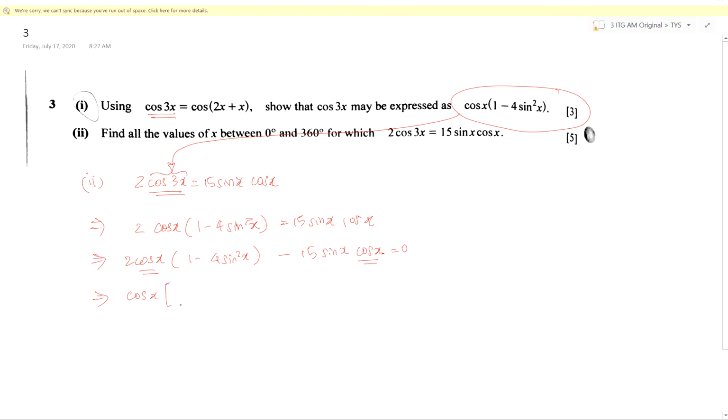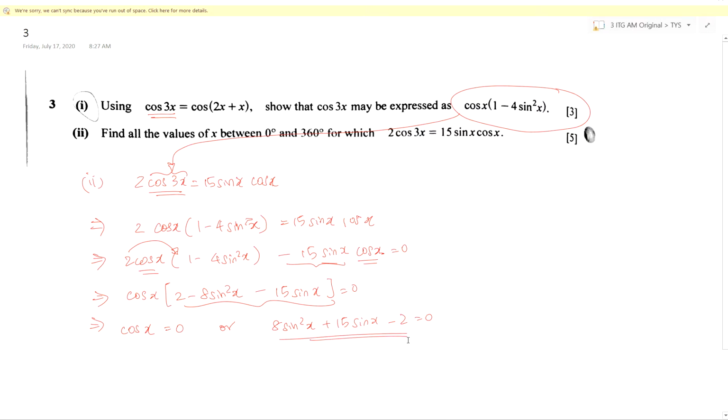Cosine x, after you factorize it out, we can do an expansion, 2 minus 8 sine square x. On the right hand side, what we have left will be our minus 15 sine x, and this is equal to 0. So now we have two options, either cosine x is equal to 0, or we have whatever is in the bracket here equal to 0. Now I prefer to have my coefficient of the sine square x to be positive, so I'm going to multiply everything by -1, and it doesn't matter because they're all equal to 0 anyway. So we end up with 8 sine square x plus 15 sine x minus 2 equals to 0.